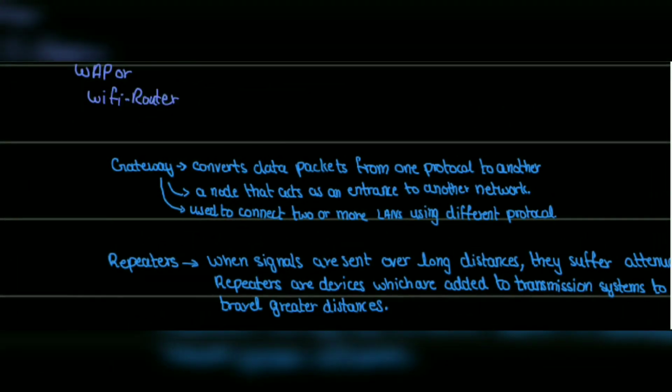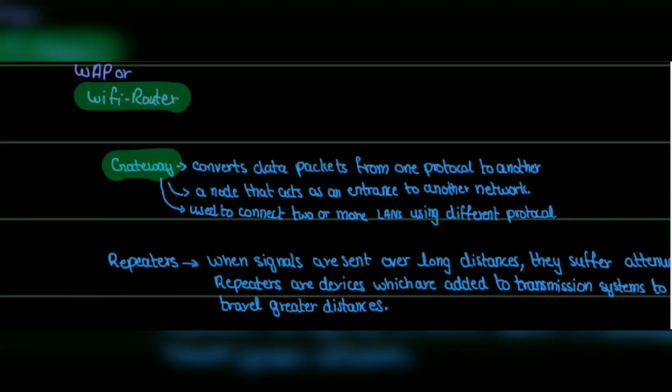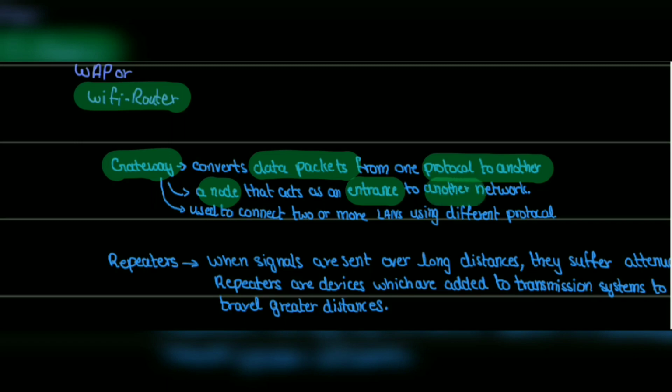So what is a gateway? A gateway converts data packets from one protocol to another. A node that acts as an entrance to another network, used to connect two or more LANs using different protocols.